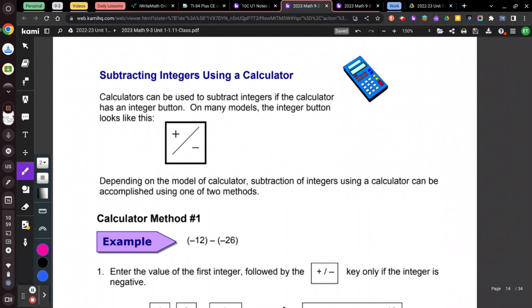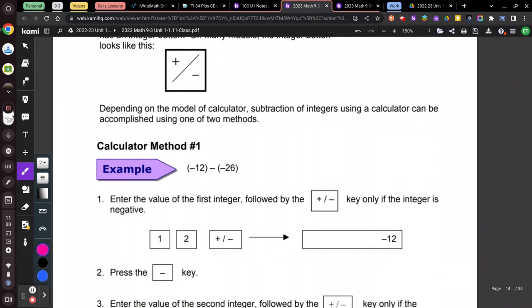All right, subtracting again using the calculator. This is where you've got same signs in between. This is what I was talking about. When you have two signs the same between numbers, it means adding. So you can change it to adding if you want, or do subtract a negative.